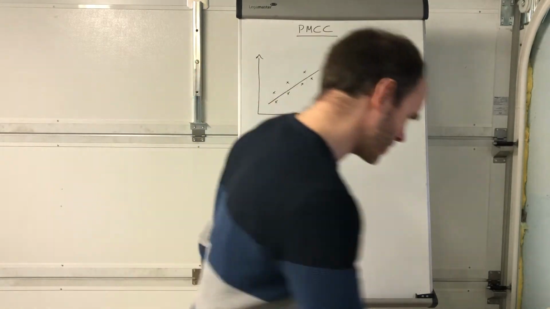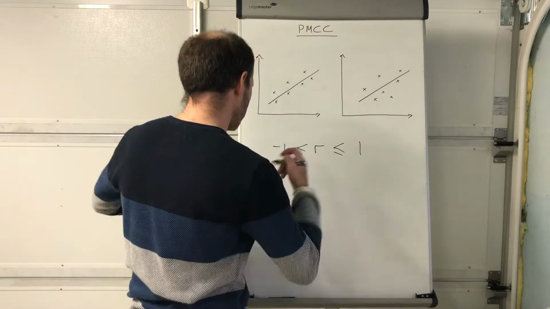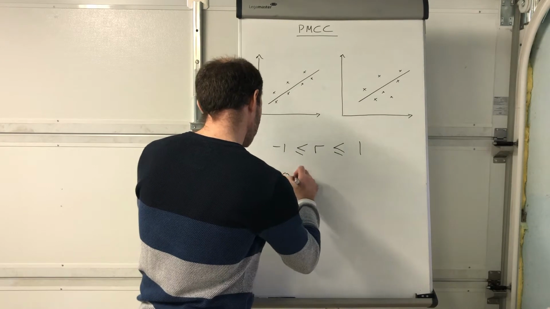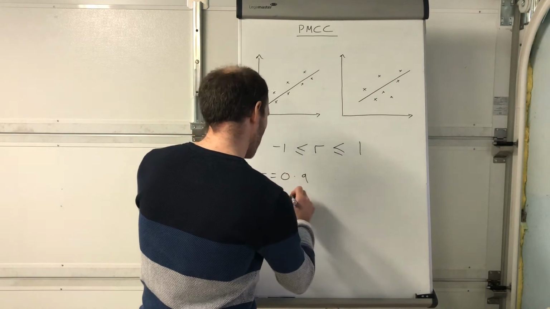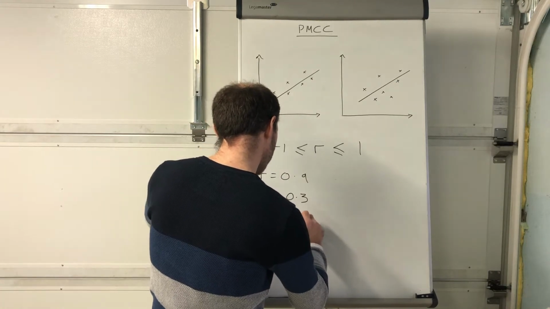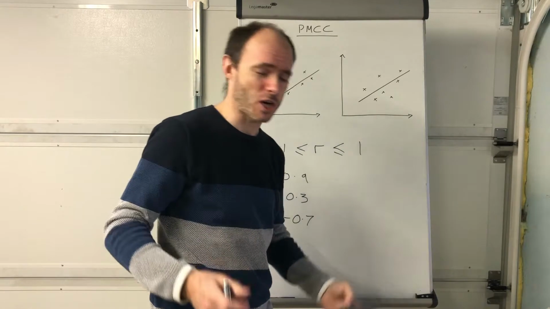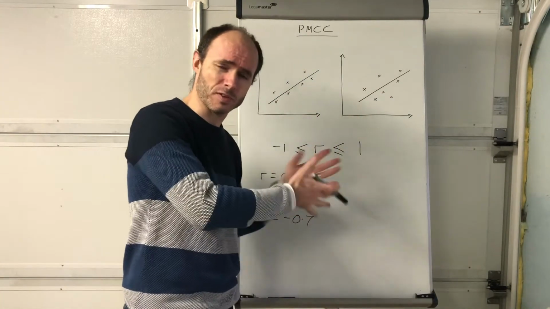Let me just give you a few examples. Let's compare a value of r = 0.9 with a value of r = 0.3 and a value of r = -0.7. So we've used the PMCC formula, for example, and we've got these three values for different sets of data.